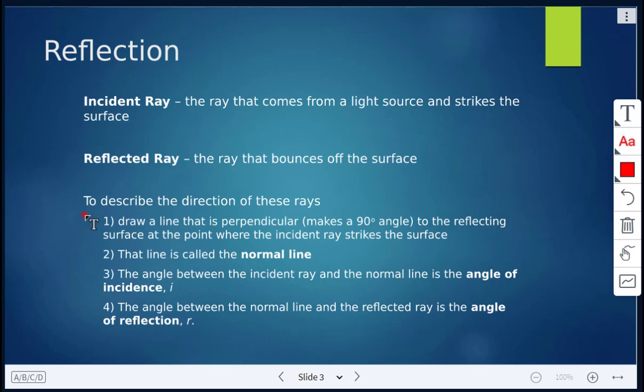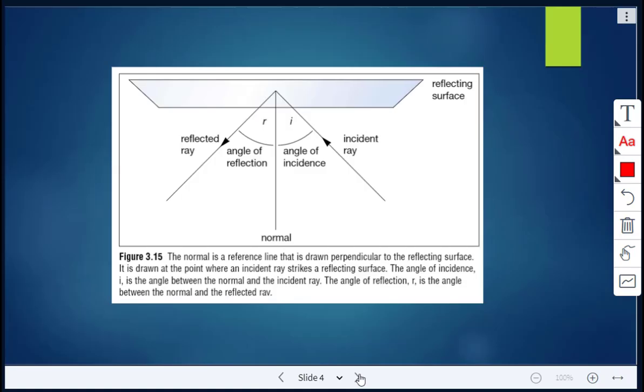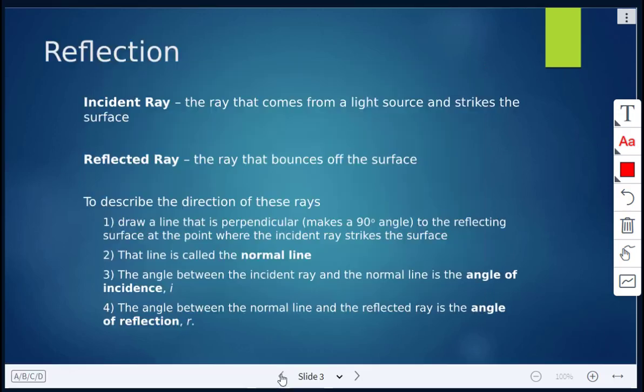This line that is perpendicular to the reflecting surface is going to be exactly at the point where the incident ray strikes the surface, and that line we're going to call the normal line. If we look at our image here, this is the normal line, labeled as normal. It is making a 90-degree angle with the reflecting surface. So 90-degree angle, and that line is called the normal line.